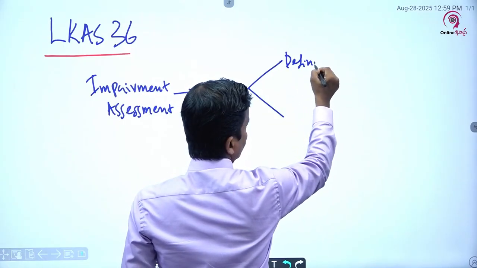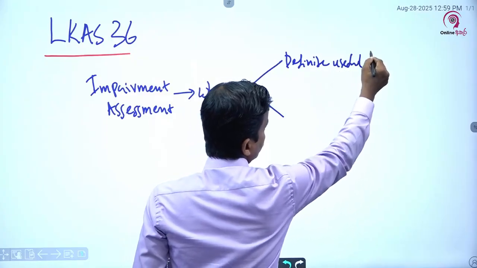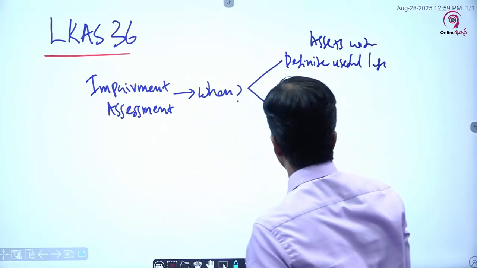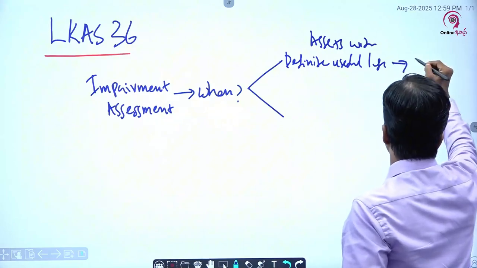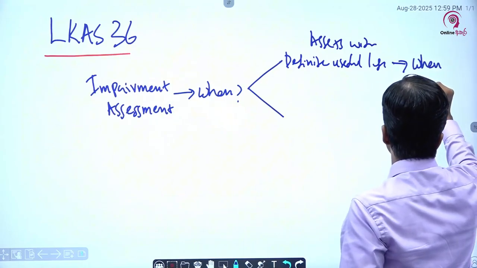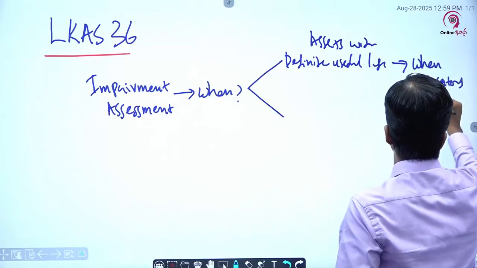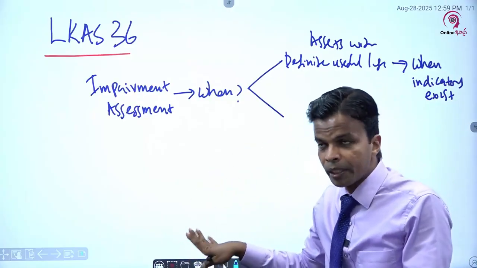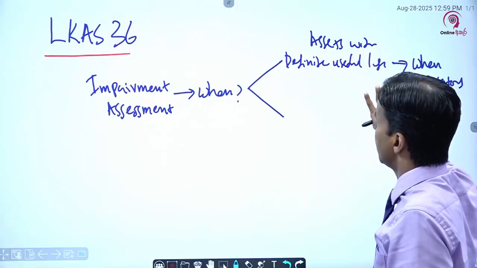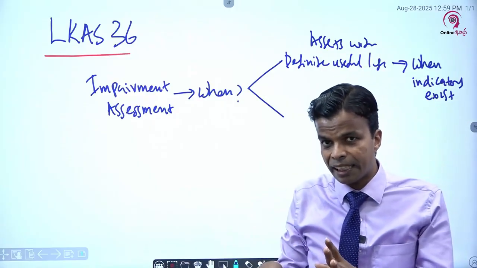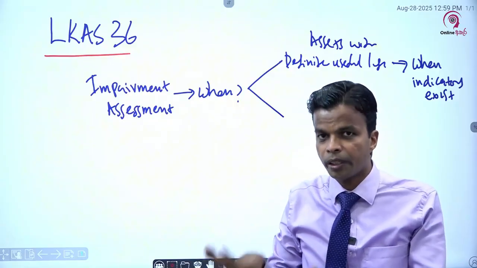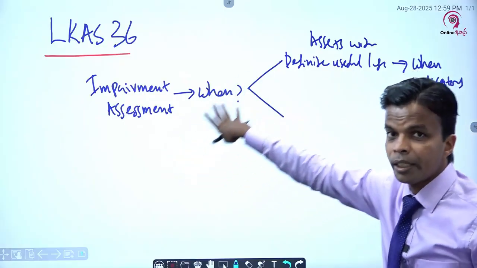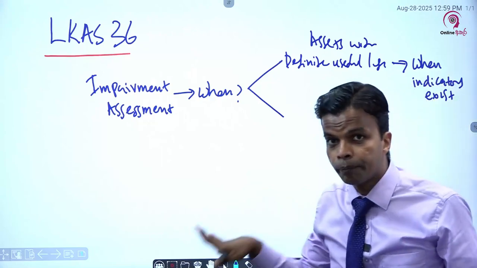Assets with a definite useful life, when indicators exist, you do an impairment assessment. Before you do the impairment assessment, ask whether it's an asset with an indefinite useful life. If I'm talking about a non-financial, non-monetary, non-current asset with a definite useful life, yes, I should do an impairment assessment only if there are any impairment indicators.